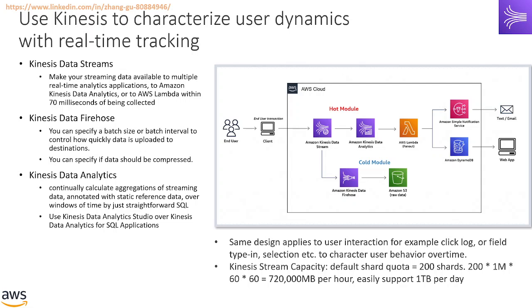Kinesis data stream organizes data in shards, and the default quota for a single stream is 200 shards, with each having a 1 megabyte per second inbound speed limitation, which means it can process 720 gigabytes of real-time data per hour. Easily supporting 1 terabyte per day of usage data for your case.